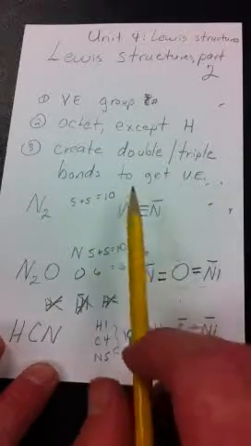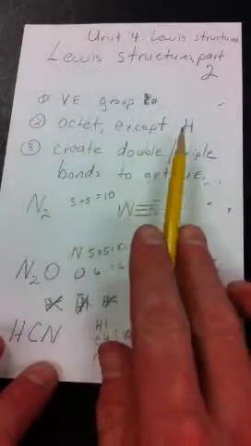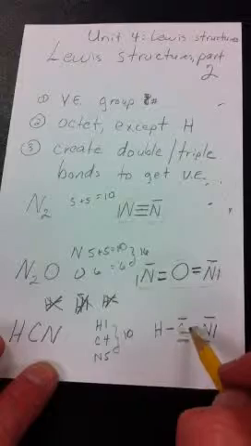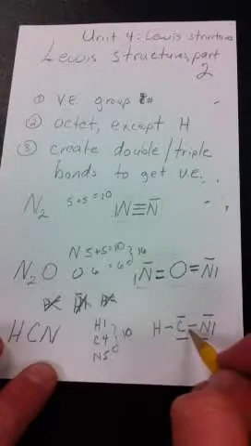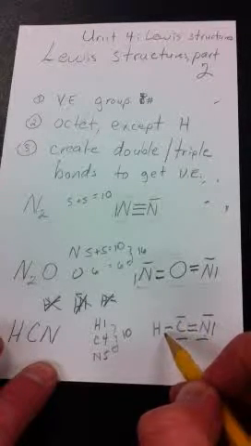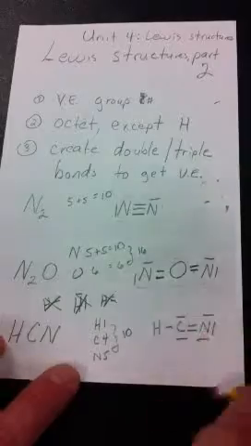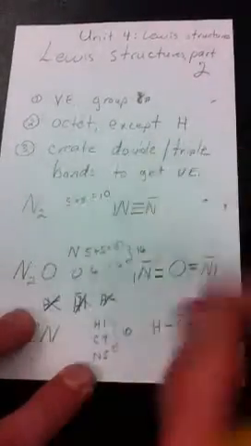But we have to keep in mind that everybody wants 8 except hydrogen. So we've given this one 8, we've given this one 8, but we still have too many electrons, so we need to do more sharing. So we put a bond here. We cannot put a bond right here because hydrogen only wants 2. And then we're going to erase a pair from each atom.